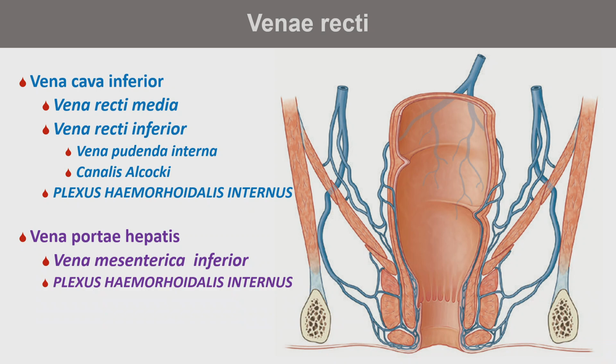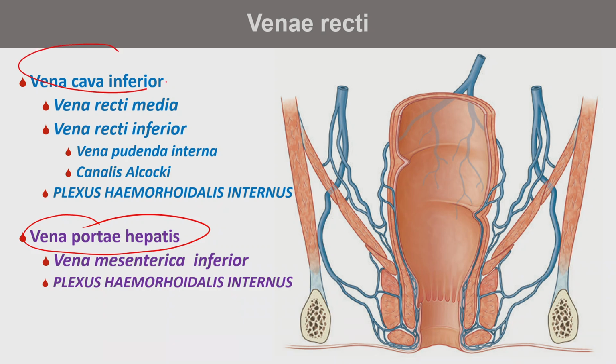Rectal veins are very important also in the situation when we have increased pressure in the portal venous system. The portal vein is a vein draining blood from the intestine into the portal vein, and from the portal vein into the liver. This is separated from the caval system, which is called systemic.